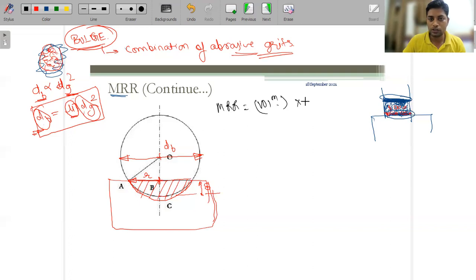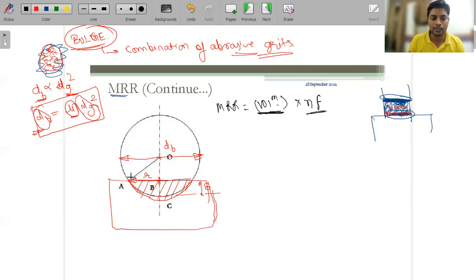That's why, by the way, if we are talking about one grit, then we can simply write f. But here we are not talking about one grit, we are talking about the bulge, which contains a number of abrasive grits. So that's why I'm writing n, and f is the frequency, in hertz or kilohertz, accordingly. So this is the volume that has been removed from the workpiece.